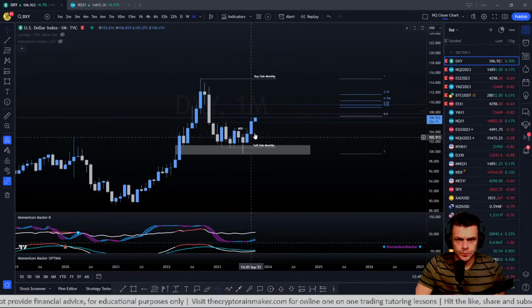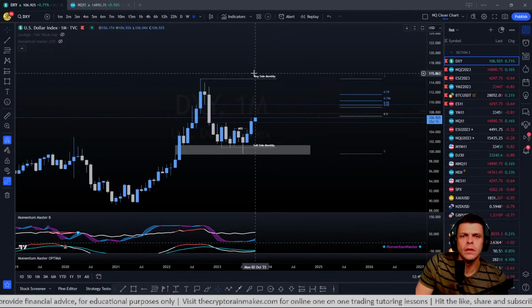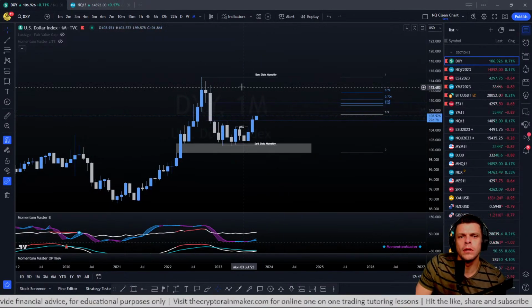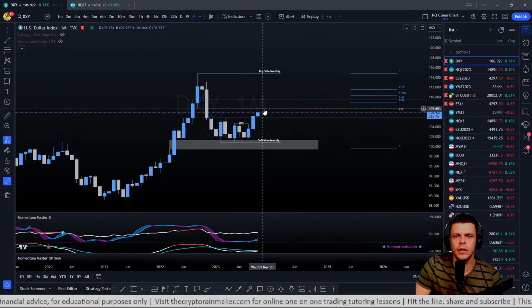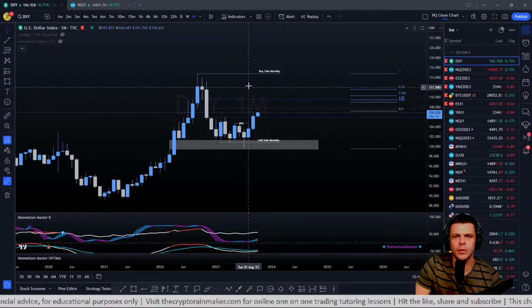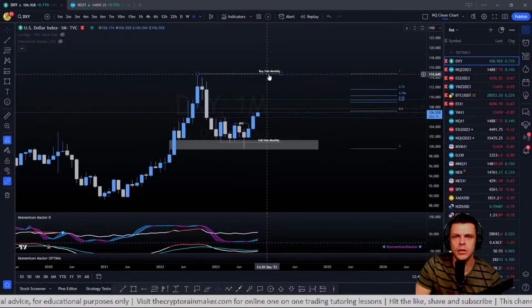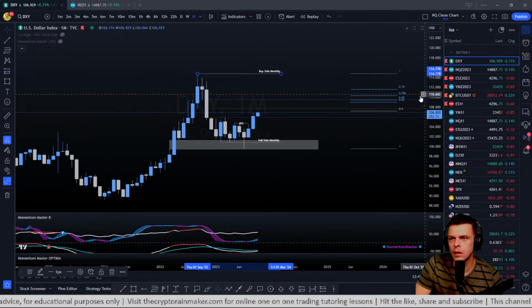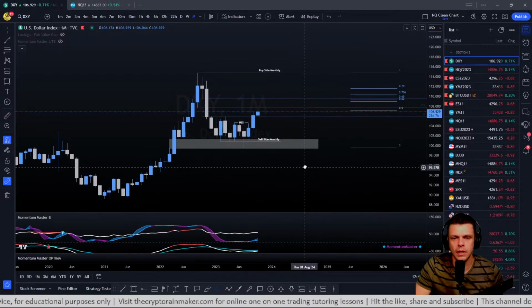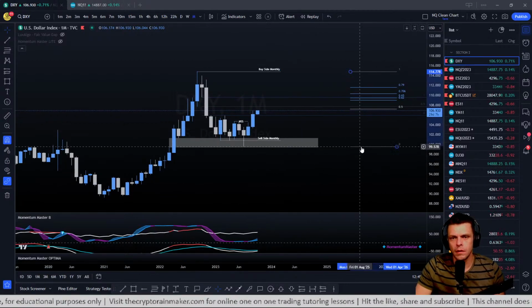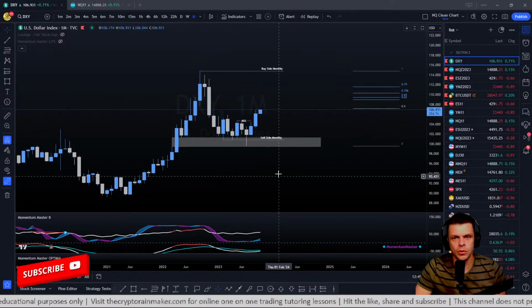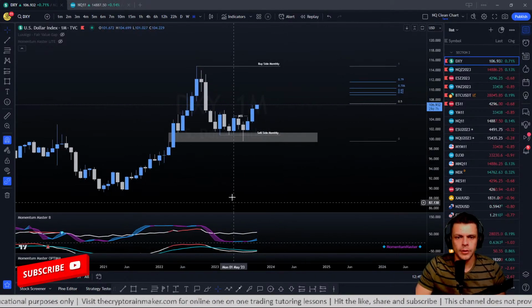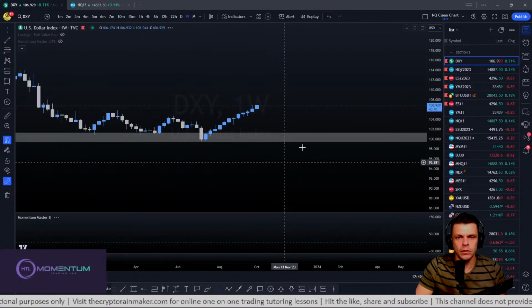So definitely on a monthly chart, it looks like the drawn liquidity is definitely to the upside. So we'll have to see if we break through the midpoint of this fair value gap. Then we could go and visit the buy side liquidity at 114.778. Right, so that is the monthly chart. Let's remove that for now, and let's go down one time frame.